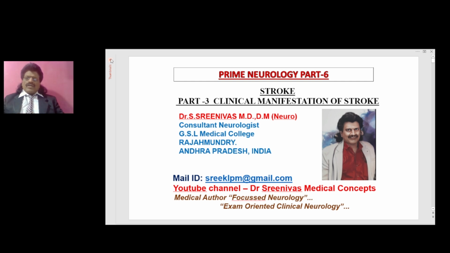We are continuing with the series of Prime Neurology. Prime Neurology, as the name suggests, contains the most important and basic neurology. It has a total of 50 episodes, 50 parts. So, if one listens to all these 50 episodes of Prime Neurology, I am sure the person would have acquired a good knowledge of neurology. We are right now on Prime Neurology Part 6. So we are on the 6th episode, Stroke, Part 3, Clinical Manifestations of Stroke.